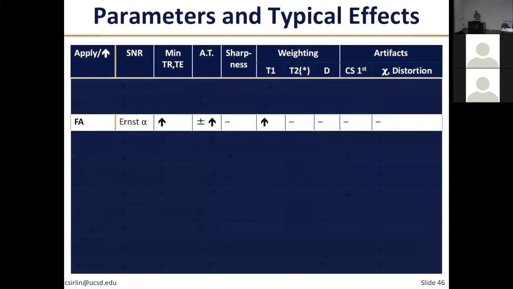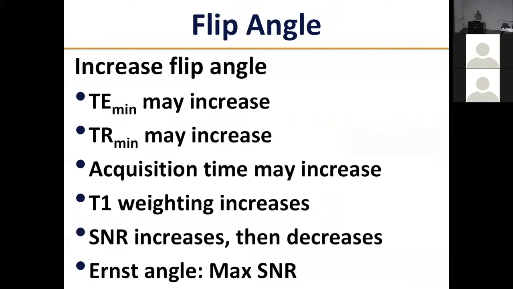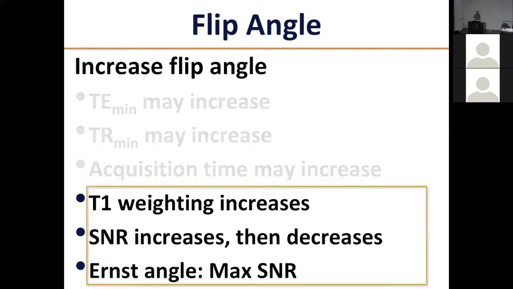Okay, now let's talk about flip angle. Flip angle is something else that affects T1 weighting. As we increase the flip angle, several things happen. The echo time may increase, the TR may increase, the acquisition time may increase, the T1 weighting does increase, the signal to noise increases and decreases, and there's something known as the Ernst angle. So we're going to focus in the interest of time on these 3 things: the effect of flip angle on T1 weighting, the effect of flip angle on signal to noise, and what the heck is this Ernst angle?